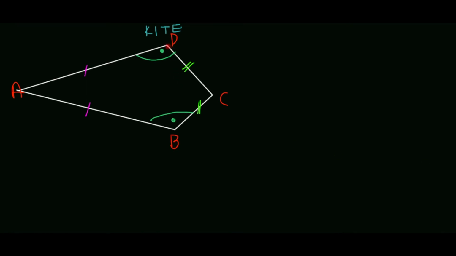Another thing, these diagonals, they intersect at 90 degrees. So these diagonals, they intersect. They do not bisect each other. Remember, in some shapes the diagonals bisect each other. They cut in equal halves. So here they do not bisect each other. They only intersect at 90 degrees.